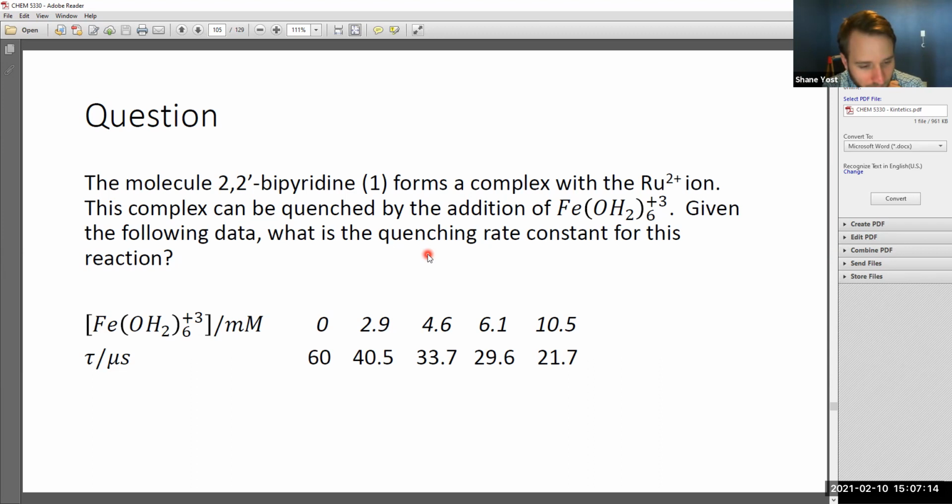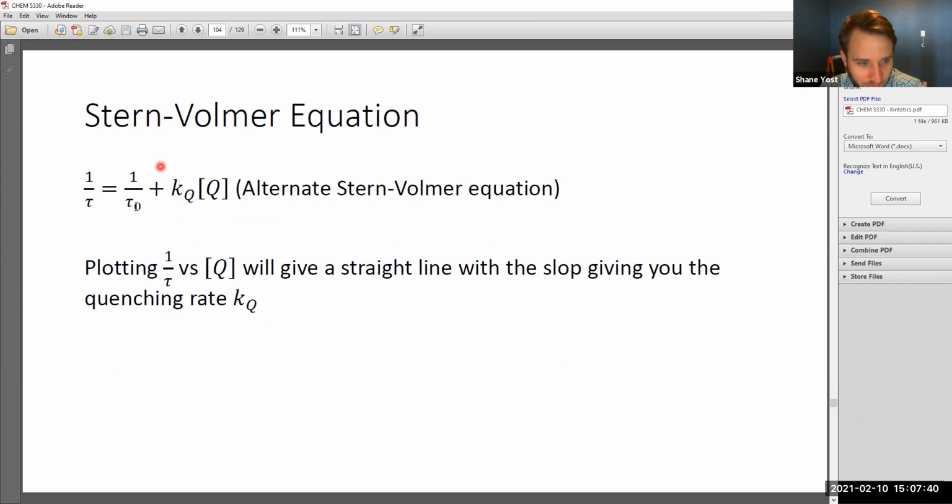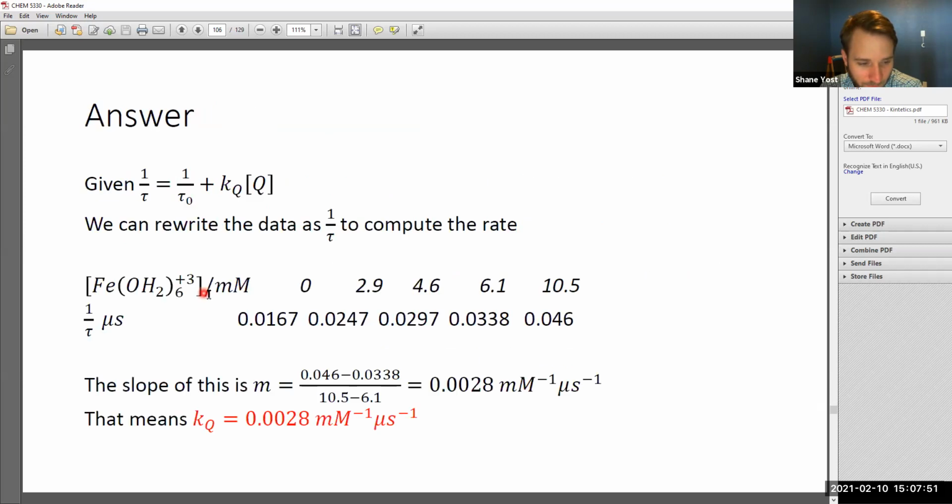And so what would you want to do with this data to find KQ? Or what might you want to plot in order to find KQ? You plot concentration versus 1 over the lifetime. Yes. If you look on the previous slide, this alternate form of the Stern-Volmer equation, and you plot 1 over the lifetime versus that concentration, that'll give you a straight line where the slope of that line is KQ.